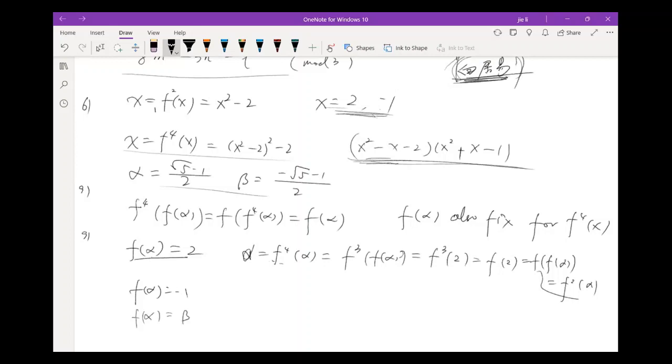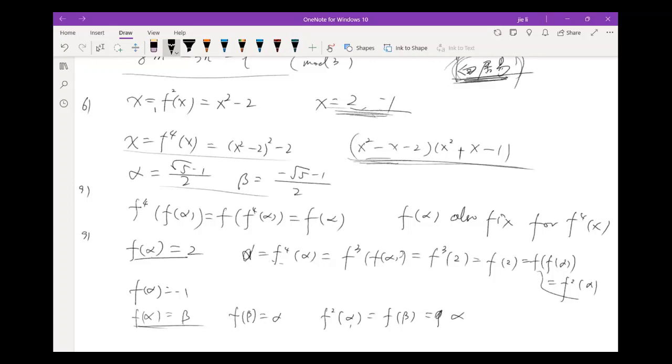So next will be beta. Is it possible? If f of alpha equals beta, then you will have f of beta equal to alpha. That still shows it's a fixed point for f squared, and that equals those 2 and -1.